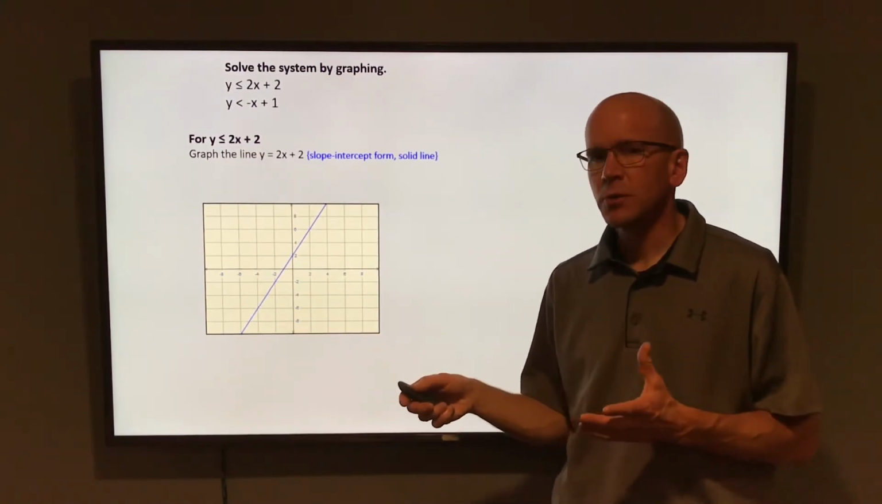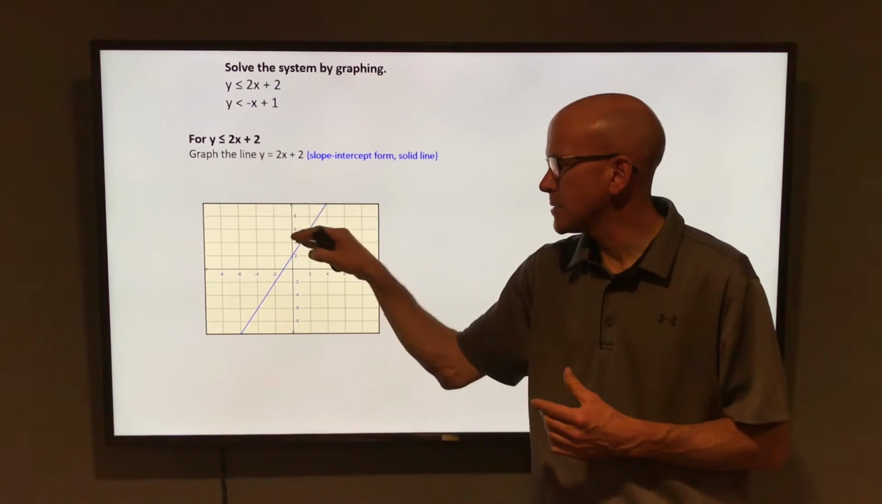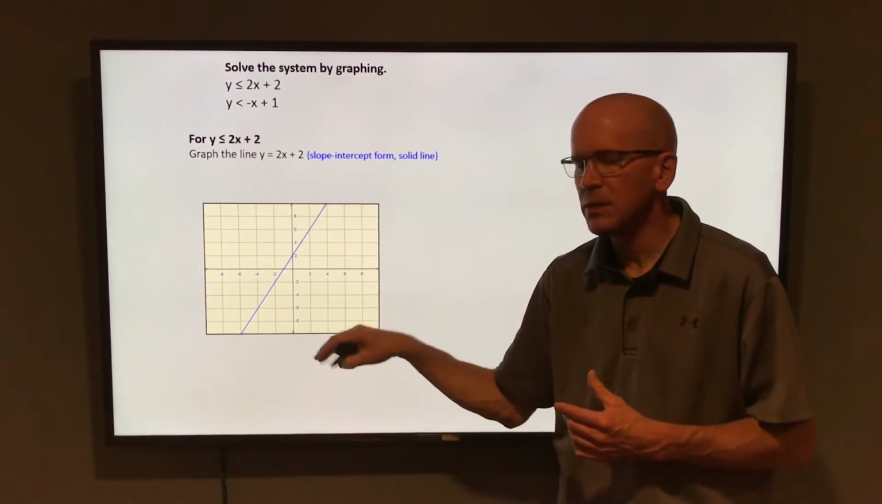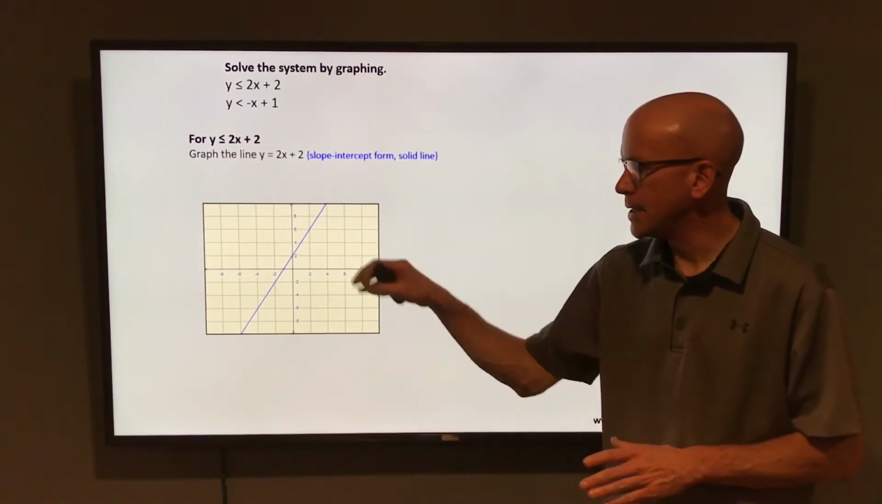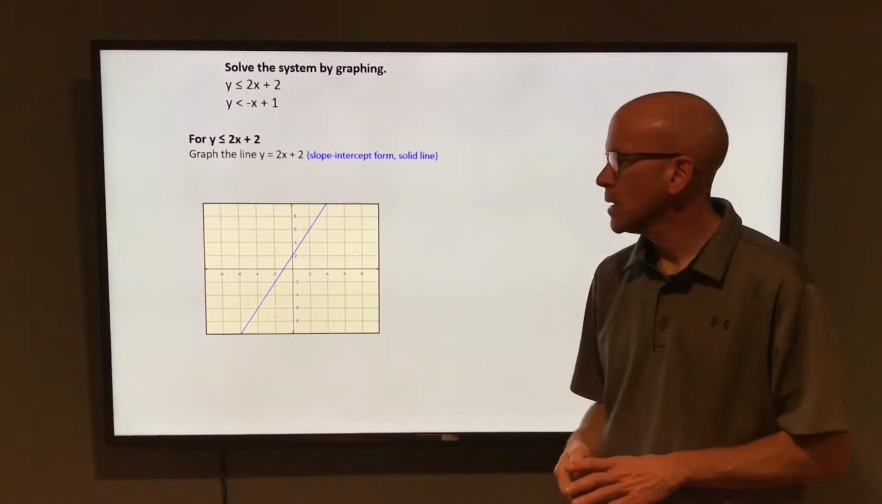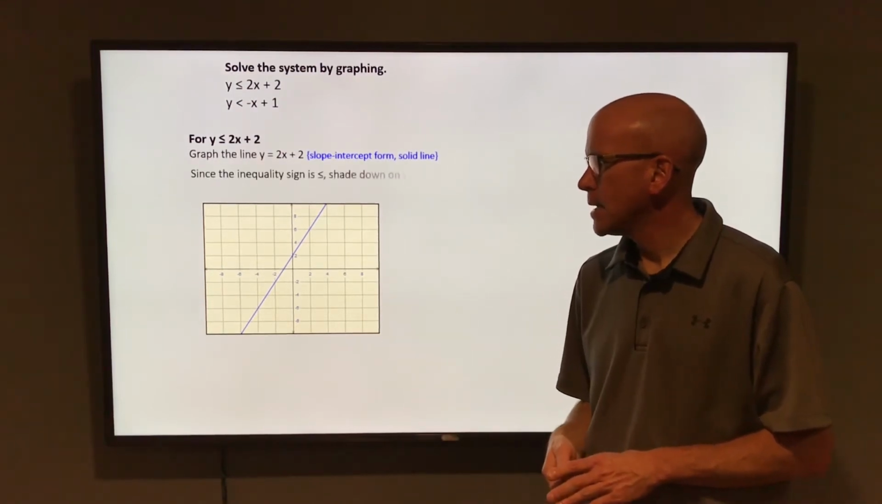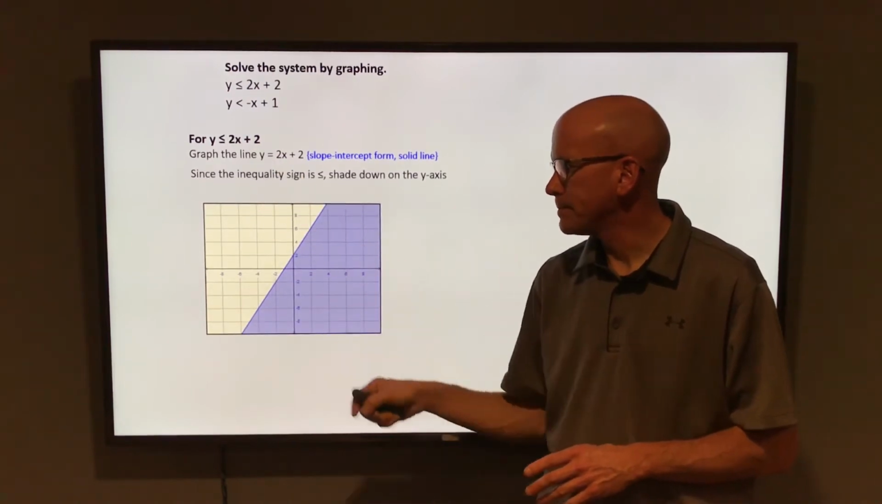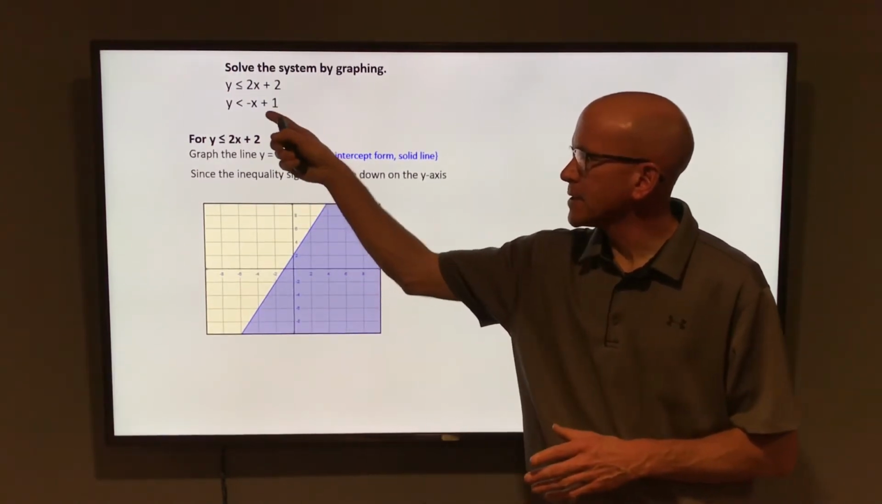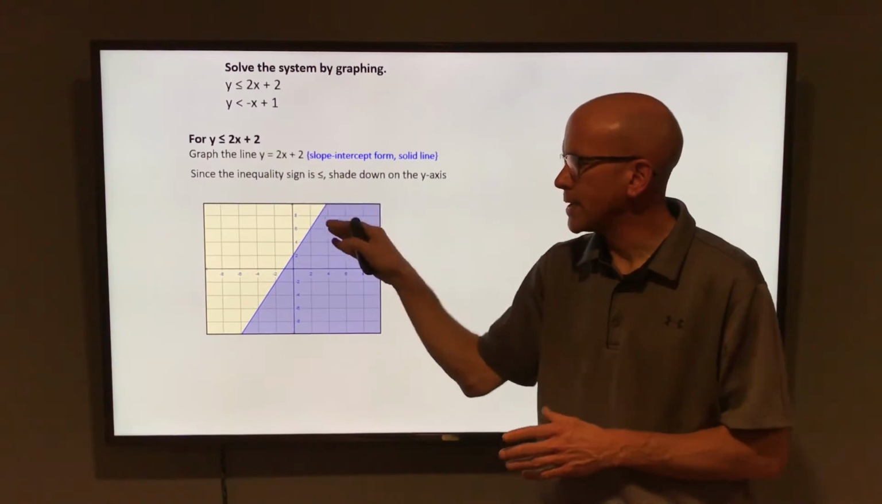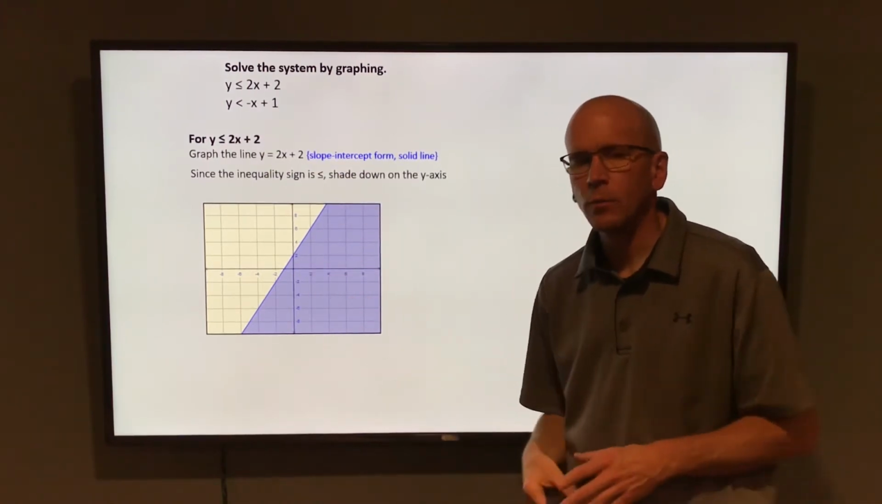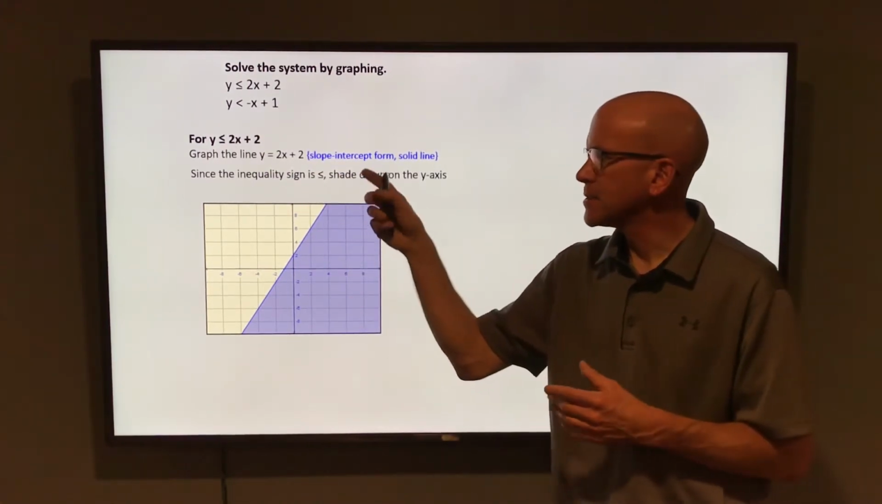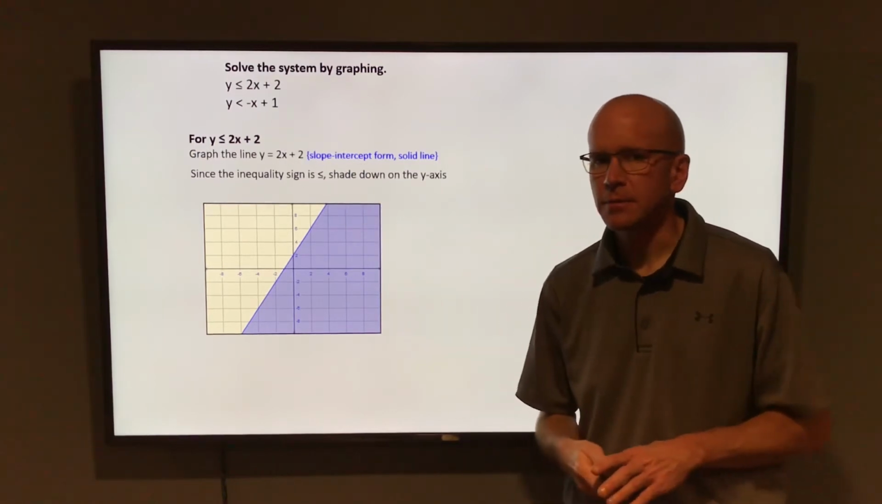Then you decide which way to shade. You have a less than sign, so shade all points below that line, or shade down on the y-axis. So all of those points in this shaded region are solutions to that inequality. But we're graphing a system, so the second inequality would get graphed right on top of that one, and where they overlap, that is the solution set to that system.